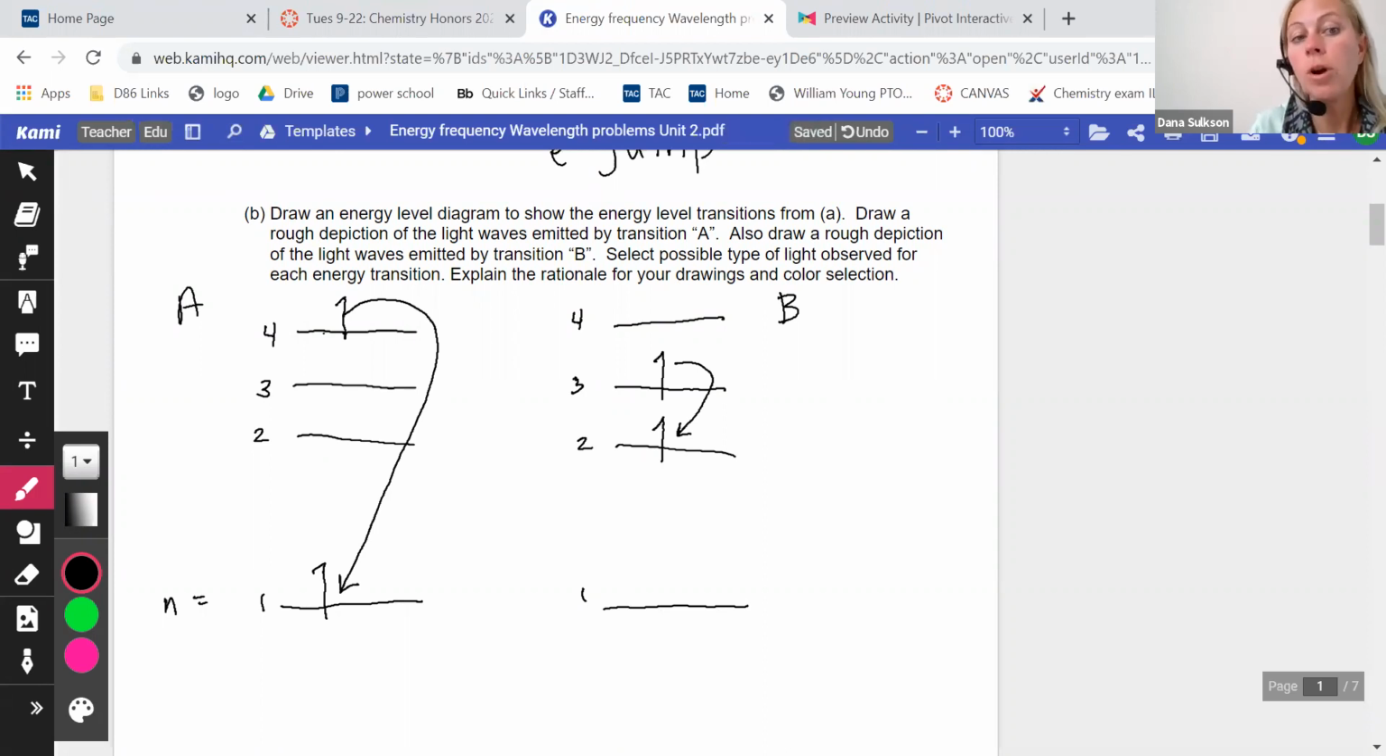That's a drawing. Again, remember that this is a big circular diagram showing all of the actual energy levels, but we draw them as lines so that we can visualize better. It says also draw a rough depiction of the light waves emitted by transition B and A. So you're trying to figure out, comparing them, which one is giving off more energy. Well, we know A is giving off more energy because there are more energy levels going down versus B.